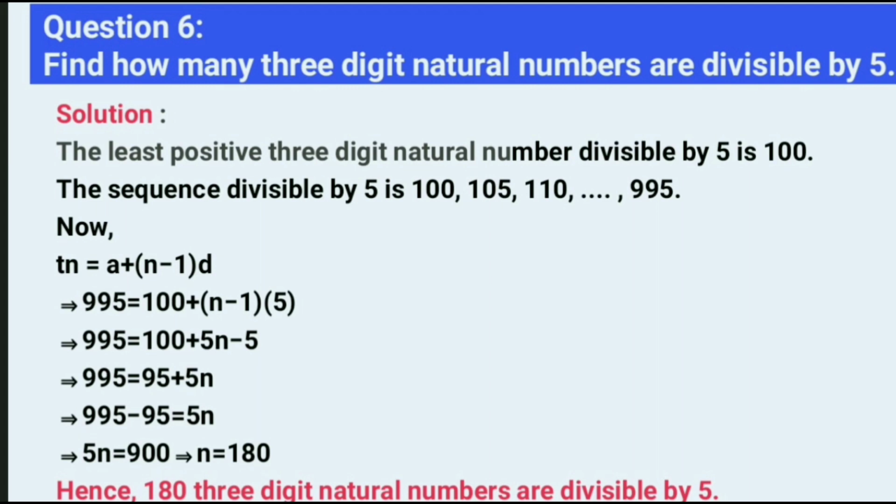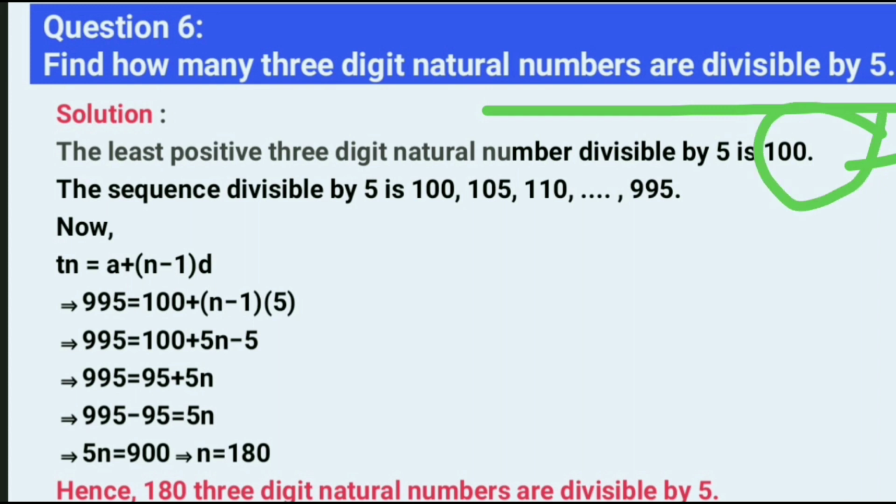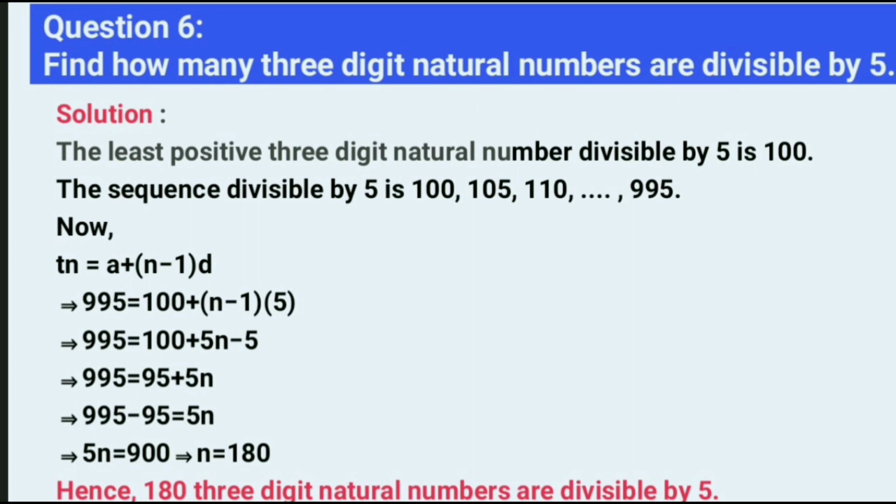Question number 6. Find how many 3 digit natural numbers are divisible by 5. So to find the natural numbers divisible by 5, the solution is: the least positive 3 digit natural number divisible by 5 is 100. The smallest 3 digit number divisible by 5 is 100. So the sequence divisible by 5 is 100, 105, 110 and so on to 995.